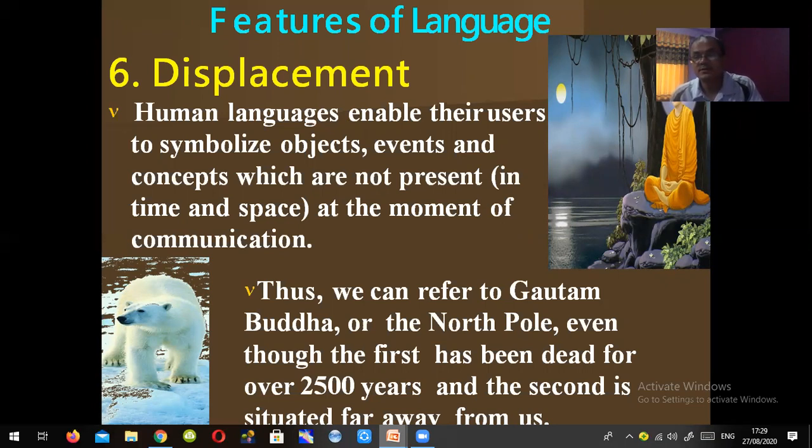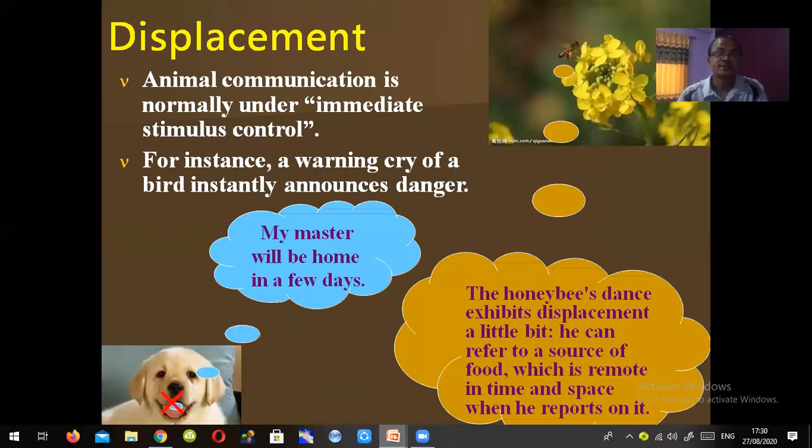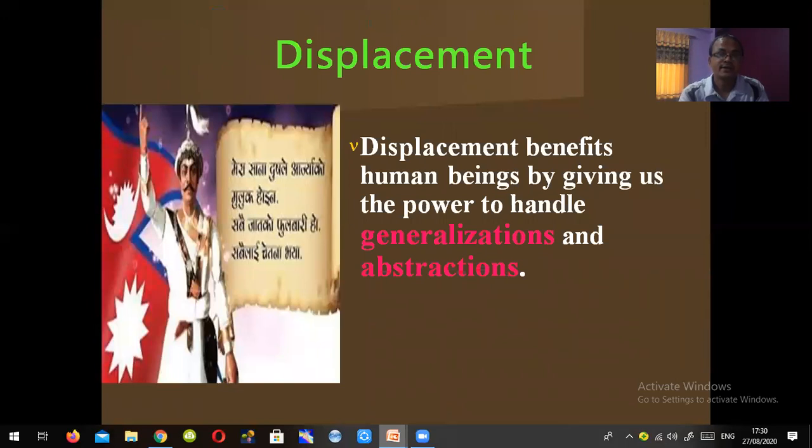For example, we can talk about Gautam Buddha. We can talk about the North Pole. We can talk about America from Nepal and other parts. So displacement is in the sense of time and space: historical things, present things, future things, near objects, near persons, or distant objects, distant persons, or distant things. So language should possess this feature, displacement. I'm not going to explain all this. You can see the slide and you can understand.